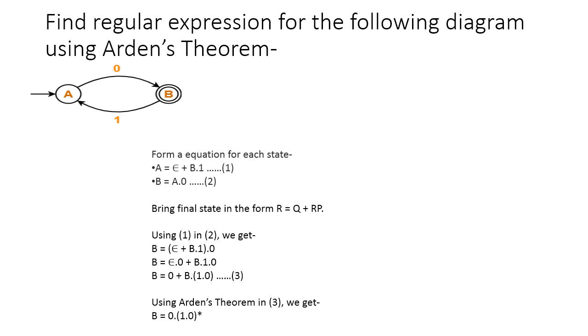Bring the final state in the form of R equal to Q plus RP. R is equal to Q plus RP. Then I will get the unique solution.